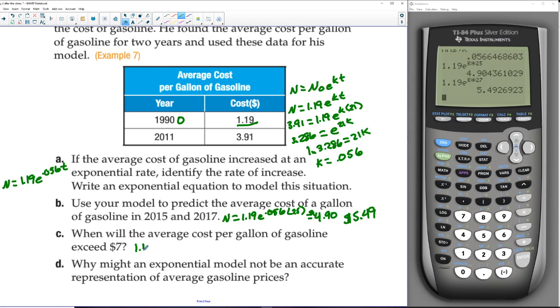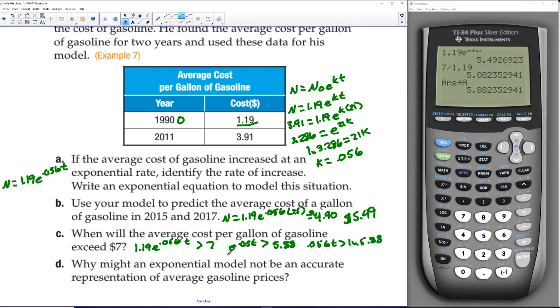So when will 1.19 e to the 0.056 t be greater than 7? Let's take 7 and we'll divide by 1.19. And we can store that into A, let's say. E to the 0.056 t is greater than 5.88. And then we take the natural log of both sides, so we get 0.056 t is greater than the natural log of 5.88.